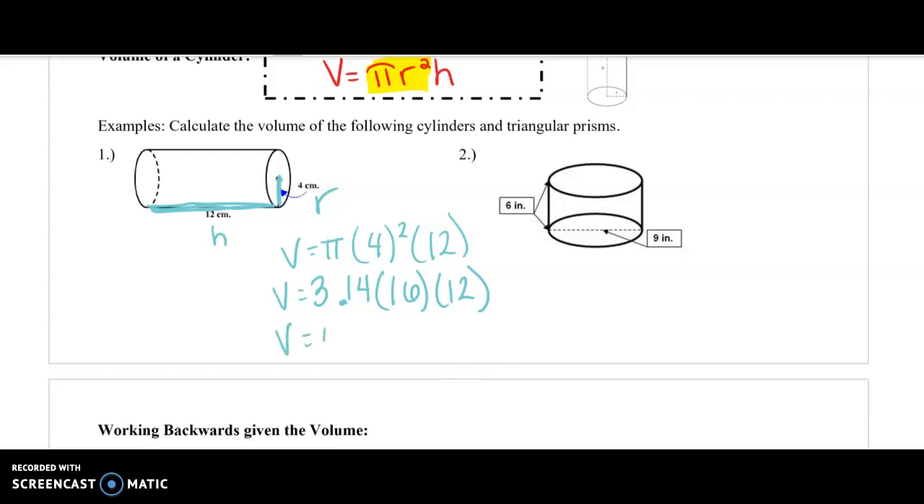My volume is 602.88 centimeters cubed. Remember, volume is to the 3rd power because it's 3 dimensions.